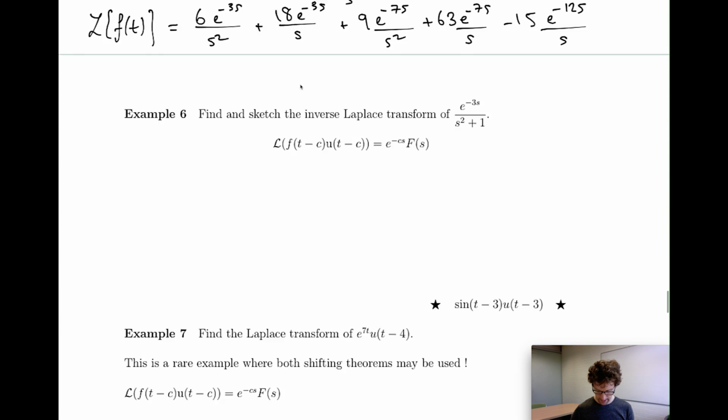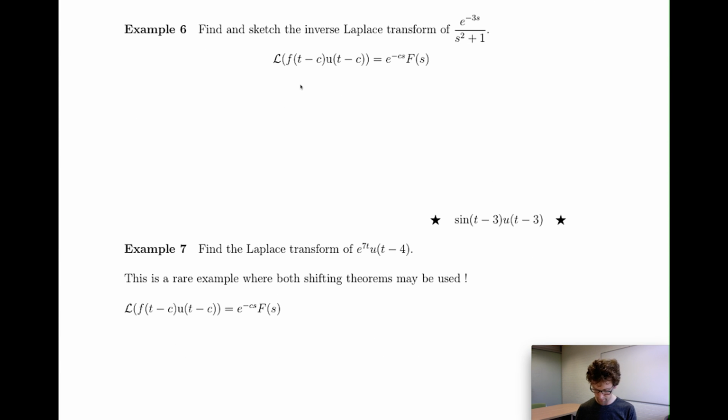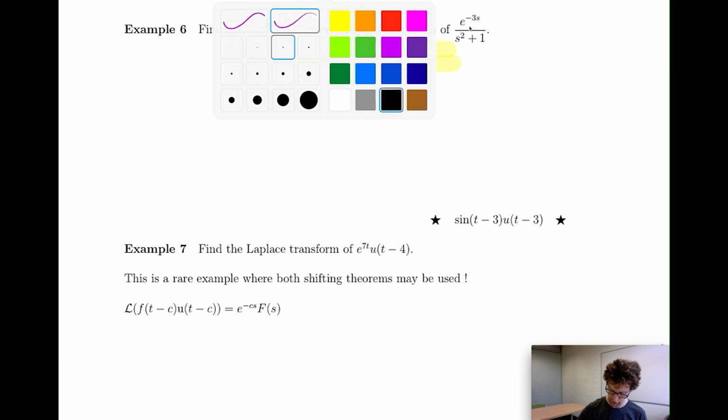Okay, let's take a look at another example. We're going to use the second shifting theorem to calculate the inverse Laplace transform of the function e to the minus 3s over s squared plus 1. We're going to do that by identifying that this is a function that is multiplied by an exponential in s world. So that suggests to me that this is actually going to give me a shifted and cut function in t world by the second shifting theorem.